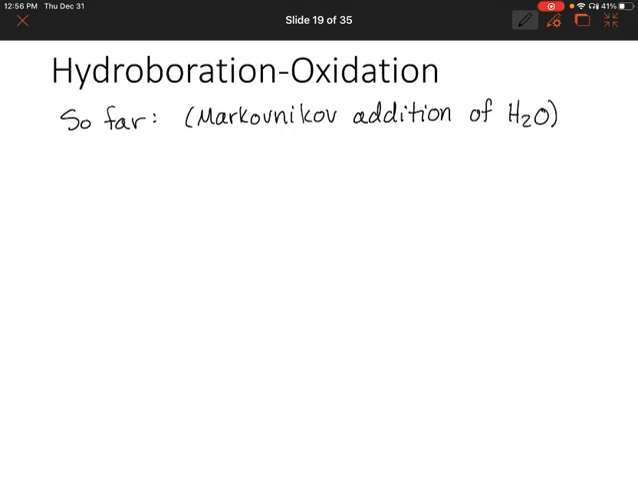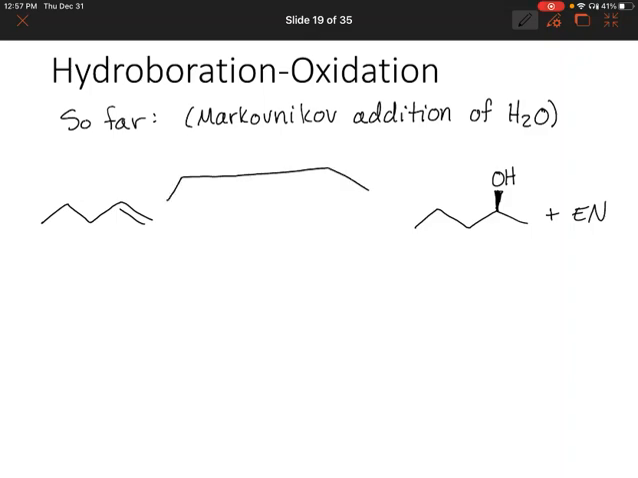So for instance, let's say we start with this alkene, where the double bond's on the end of the molecule. And let's say we want to form the following alcohol, plus its enantiomer. We've seen two ways to do this. The first way involved acid catalyzed hydration. So we add a catalytic acid and water.